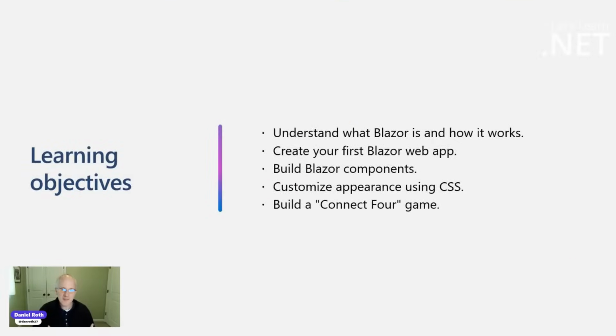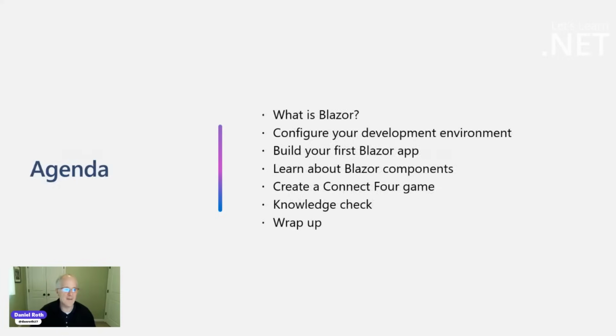Our learning objectives today are that we're going to understand what Blazor is and how it works, and understand when you should use it, when it is a good fit for particular projects. We're then going to set up our machines and actually build our first Blazor app, start playing around with it, learn about Blazor components and how they work. We'll customize the appearance of our applications using standard web technologies like HTML and CSS. And then by the end, we'll have hopefully built that Connect 4 game.